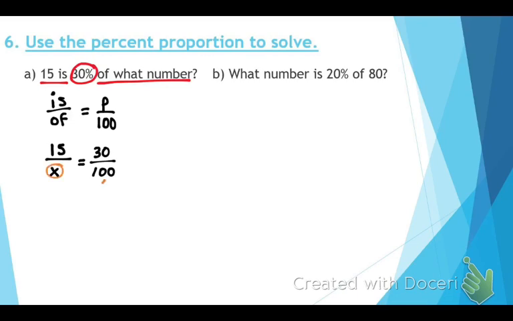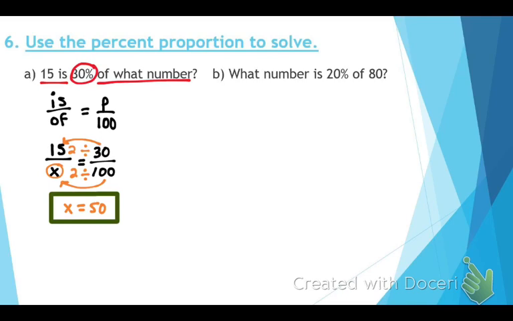We're trying to find this X, so we're working back toward it. What is the missing link to get from a 30 to a 15? 2. Should I divide by 2 or multiply by 2? We're going to divide because it's going from bigger to something smaller, so then I have to do 100 divided by 2. Those of you who did mental math, what's 100 divided by 2? 50.